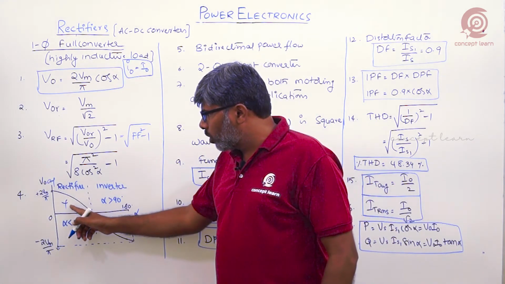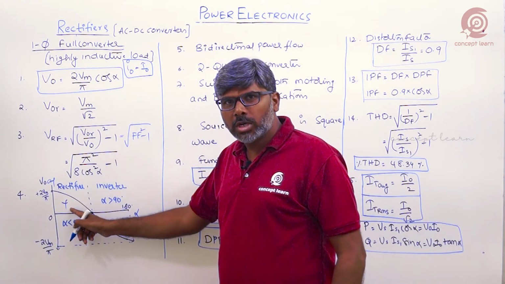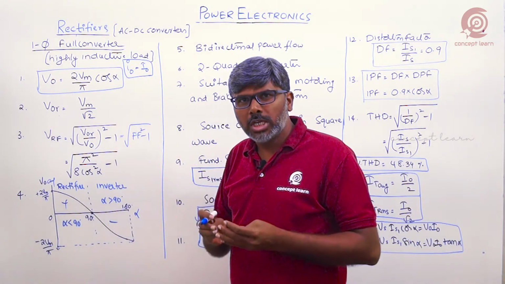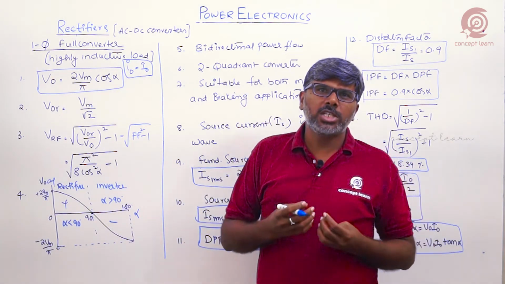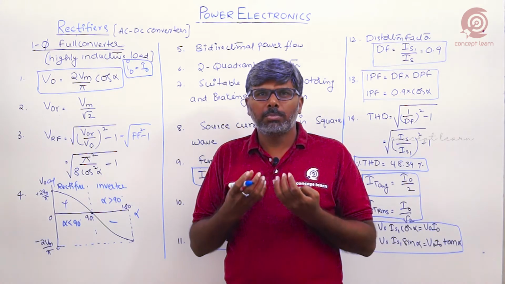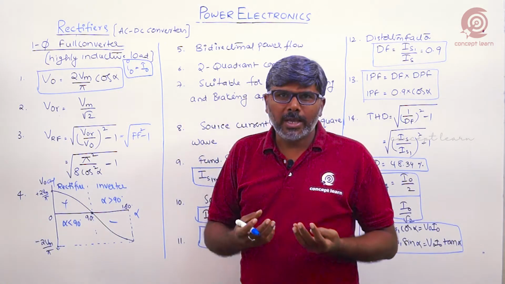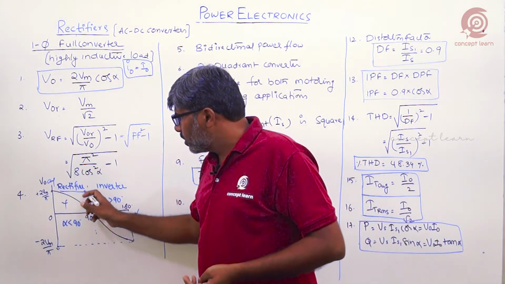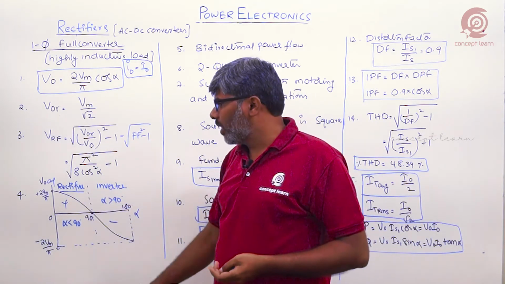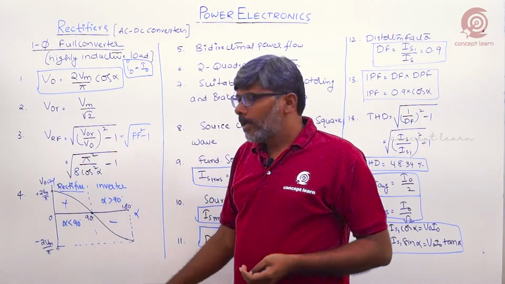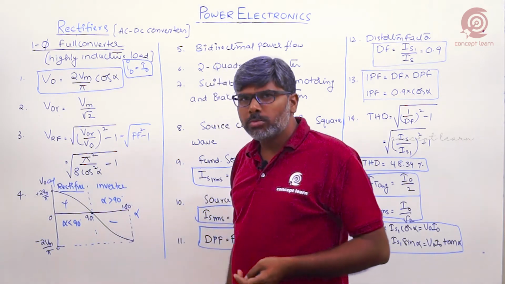So output voltage positive, output current always positive, then the power of the converter, the power of the load, is positive. When power is positive, according to the passive sign convention, the element or that particular load absorbs power from the supply. That is why the full converter acts as a rectifier when alpha is less than 90. When alpha is greater than 90, the average load voltage would be negative.